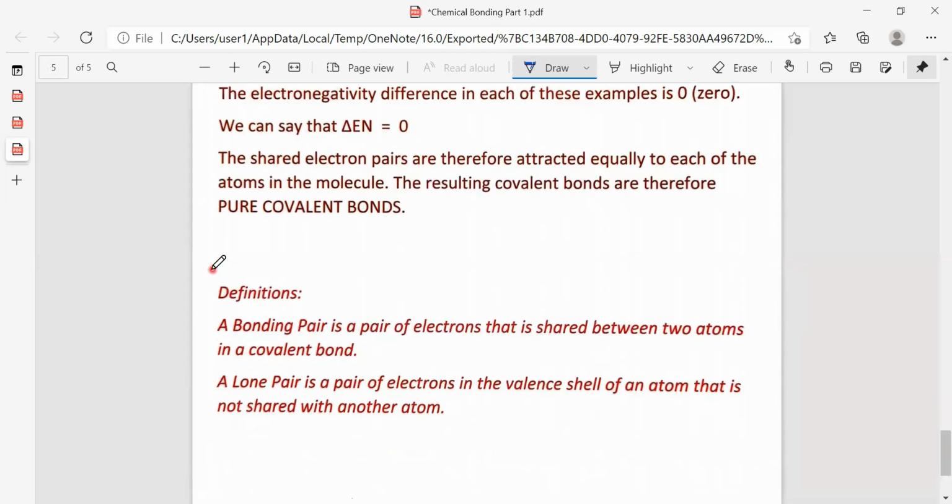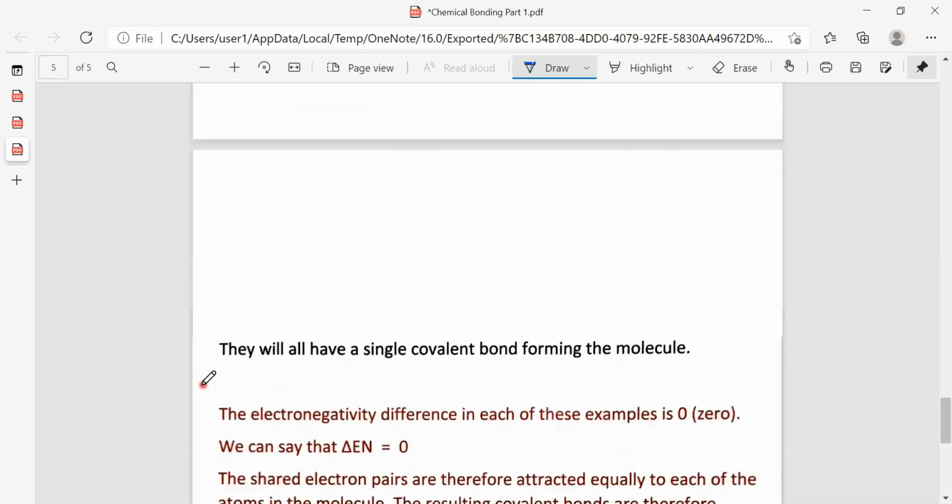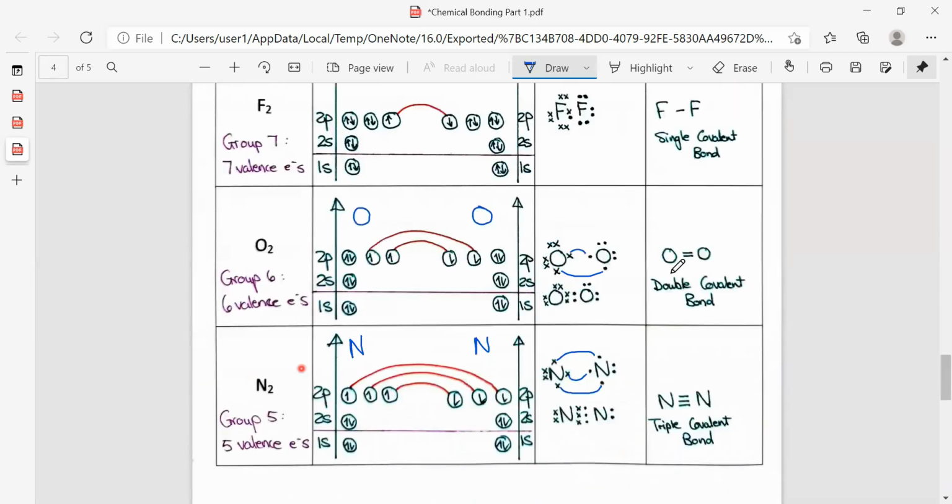Then 2 more definitions that you need to know for this chapter. A bonding pair is a pair of electrons that is shared between two atoms in a covalent bond. And a lone pair is a pair of electrons in the valence shell of an atom that is not shared with another atom. So if we go back to our table, here are the bonding pairs in the nitrogen molecule, and that is a lone pair.